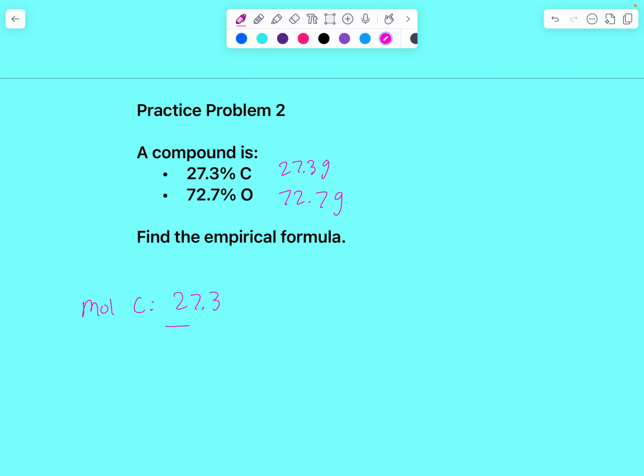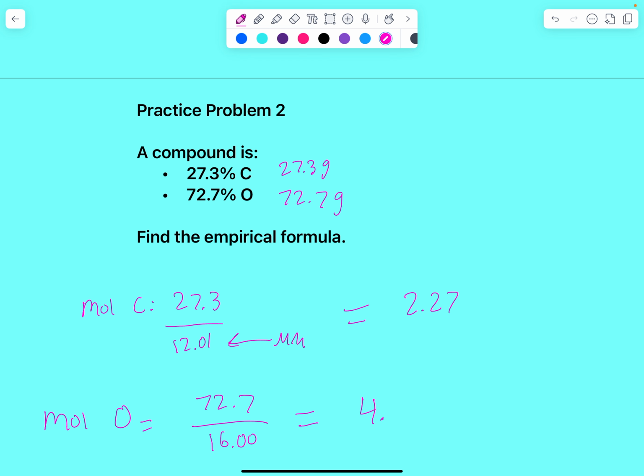27.3 divided by 12.01, which is given. This is the molar mass on the periodic table. That's 2.27. Let's do moles of O. 72.7, that was given to me, divided by 16.00, which is the molar mass on the periodic table. And I get 4.54, right?